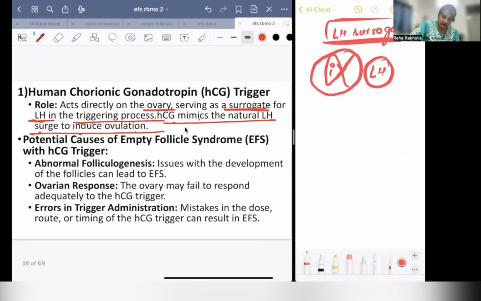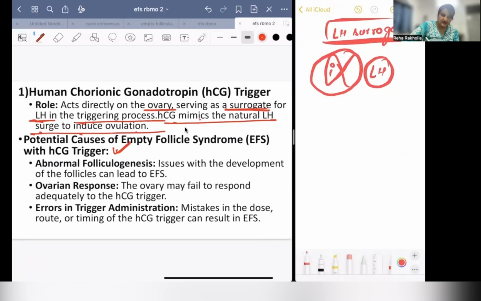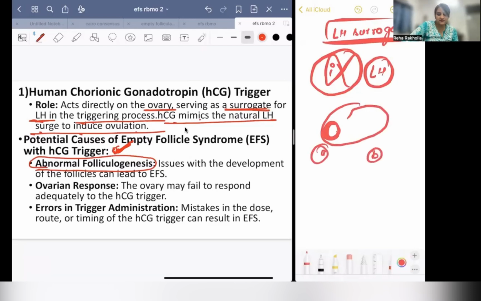Potential causes of empty follicular syndrome with HCG trigger. What is the potential cause? First is abnormal folliculogenesis. Either follicular development is wrong, or the ovary is not responding well to HCG.